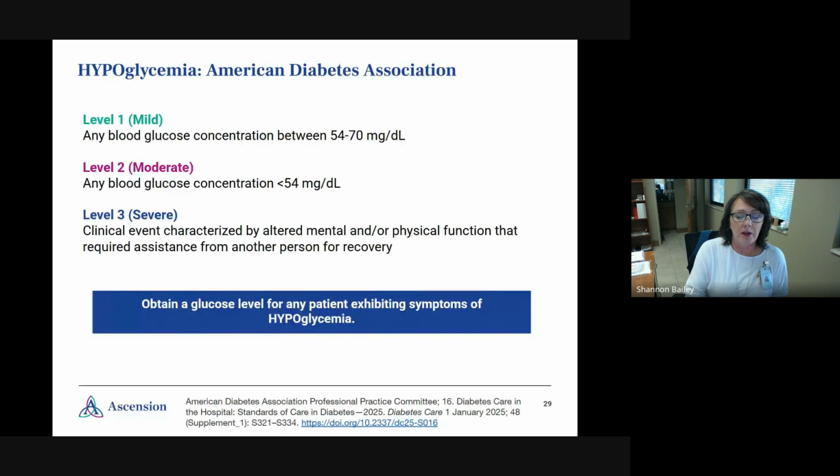So the American Diabetes Association came out in their literature suggesting we categorize blood sugars into 3 levels. A mild or level 1 would be 54 to 70, so it's just slightly below 70. Moderate, anything below 54, and then a clinical event, or the severe, level 3, would be a clinical event characterized by altered mental status or physical function that requires the assistance of someone else for recovery.